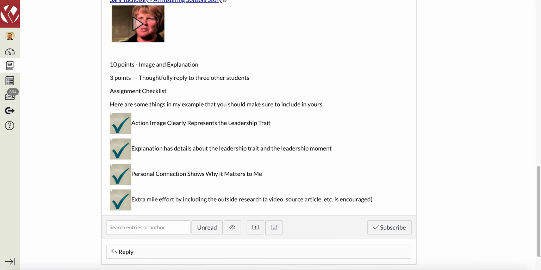Your explanation has details about the leadership trait and the leadership moment. Now, what do I mean by details? Remember, I was talking about direct quotes earlier. So you're going to need direct quotes. You're going to need specific examples. You're going to need details or key moments from those examples. Basically, with your explanation, go into some depth. Don't just say something very, very general and cliche.